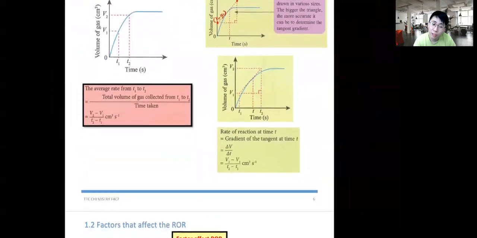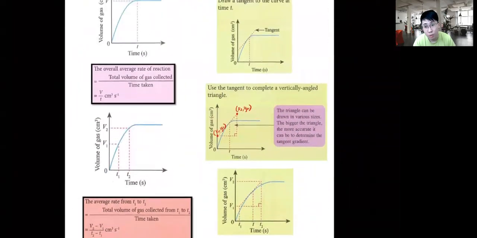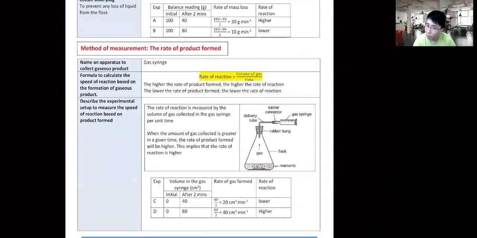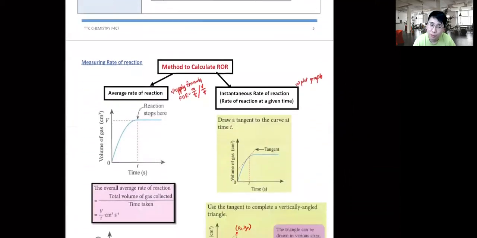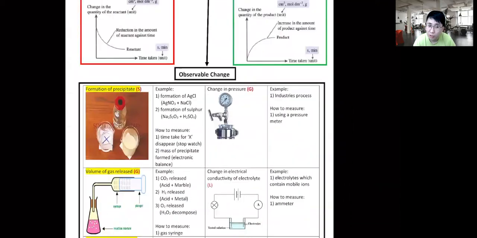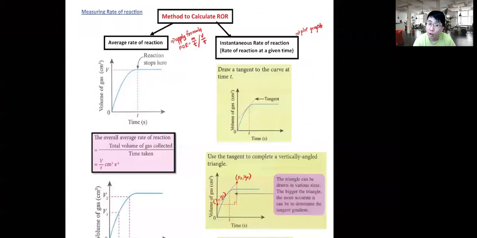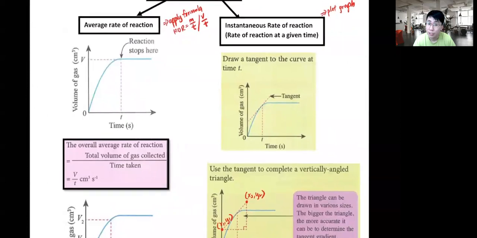So I would say calculating rate of reaction is not as hard as you think. It's quite simple. Okay, guys? The formula is very simple. Okay, drawing the graph is also quite simple. Okay, understanding here is also quite simple. So I will say this is the first introduction of your rate of reaction. So guys, let's move on to our exercise.